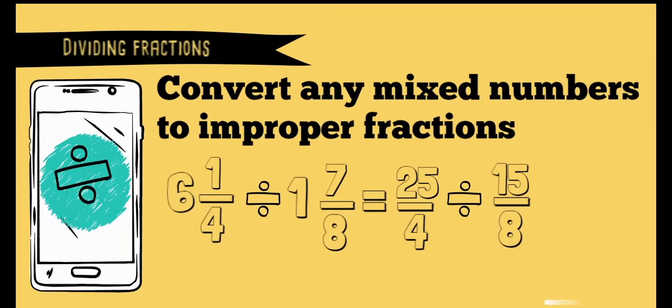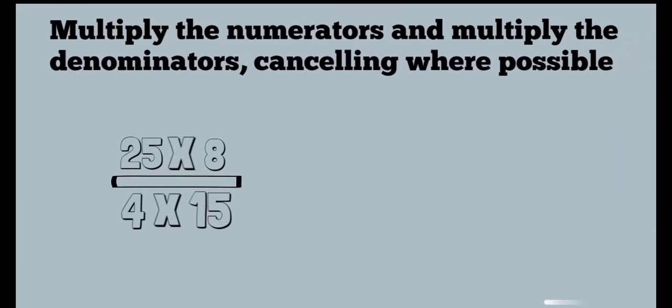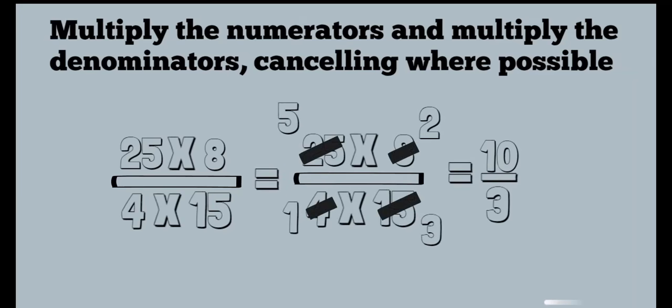Dividing fractions. Convert any mixed numbers to improper fractions. Turn the second fraction upside down and change divide to times. Multiply the numerators and multiply the denominators, cancelling where possible. 25 times 8 over 4 times 15. This equals 5 times 2 over 1 times 3. This is simplified to 10 over 3.